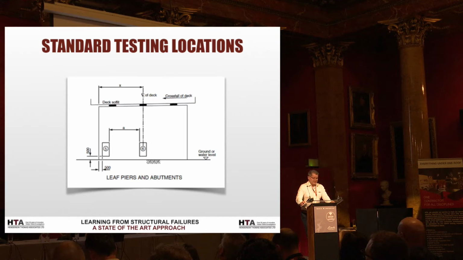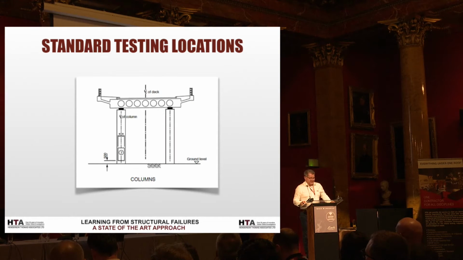So again, here you'd be looking at, if you had an abutment, you might have to actually test high level and low level. And similarly, when we're looking at piers that are in the centre reserve of the motorway or next to the hard shoulder, you need to test them at low level as well. These are going to be the most likely areas of concrete that could suffer from corrosion.